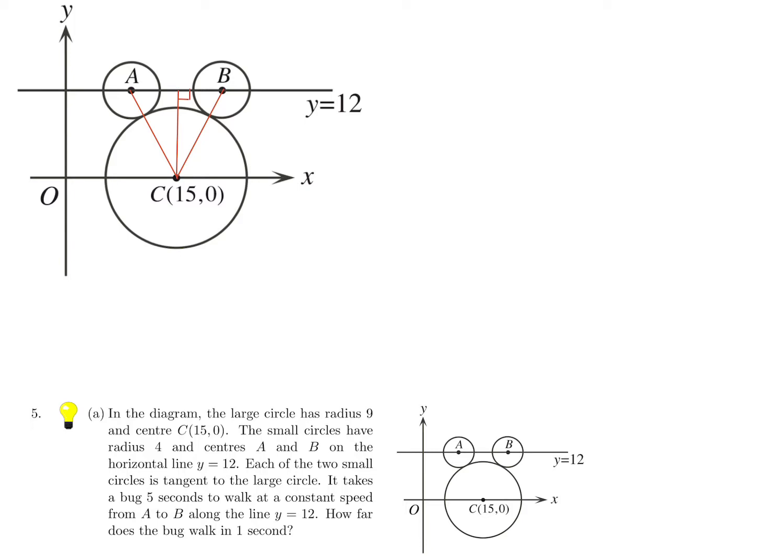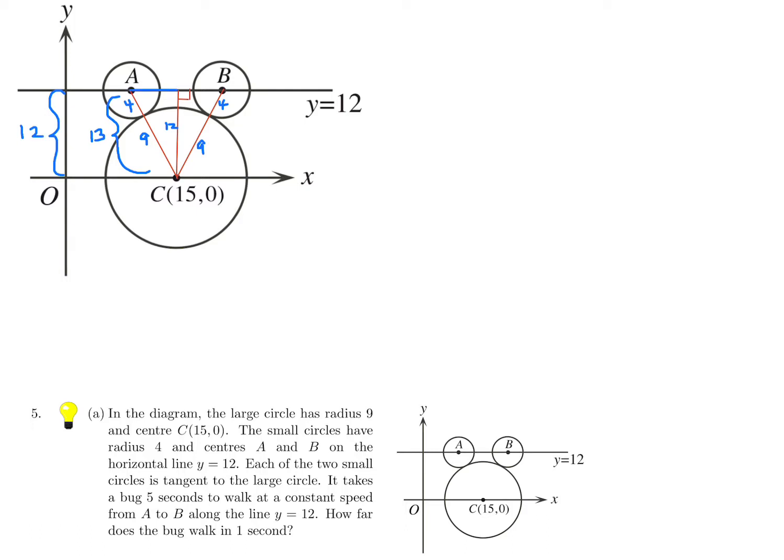We are told that the radius is 9 for the big circle, and for the small circle it's 4. So this is 9 and this is 4, and therefore that whole distance will be 13. Then top to bottom here, that's pretty straightforward. It's 12. How do I know it's 12? Well, because this line is y equals 12, and this was the x-axis. So this distance from here to here is 12.